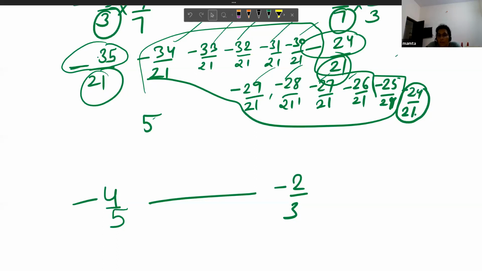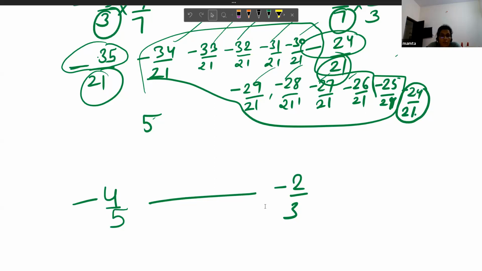So children, I have shared 3 sheets in your WhatsApp. Please complete all the 3 sheets as homework and test. This is a homework test. Complete all the questions, write them in your notebook and send me the photos.